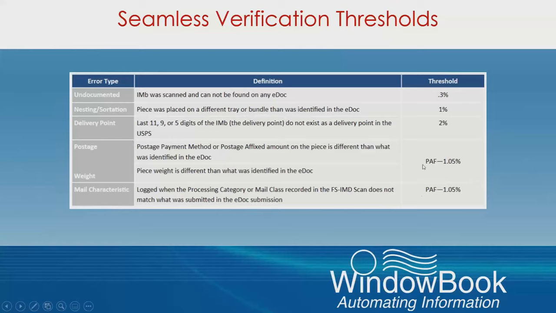And again, the Seamless Parallel testing period is when mailers get the feedback on their mailing quality and work on improving any reported errors to get to a consistent quality level before going into full Seamless.